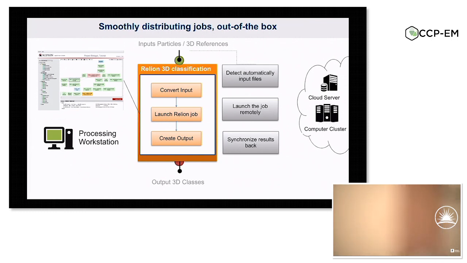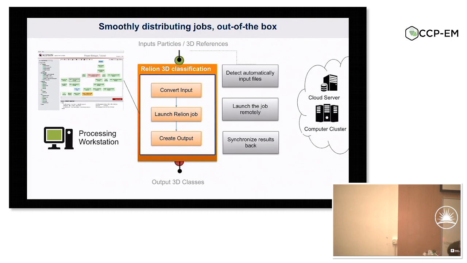The idea here will be to try to centralize this. So this workstation will be like your command center where you start distributing the jobs. And then we have this job. Internally, this job is split in 3 steps. The first one is converting the input into Relion format. Then you launch the Relion job and you create the output.